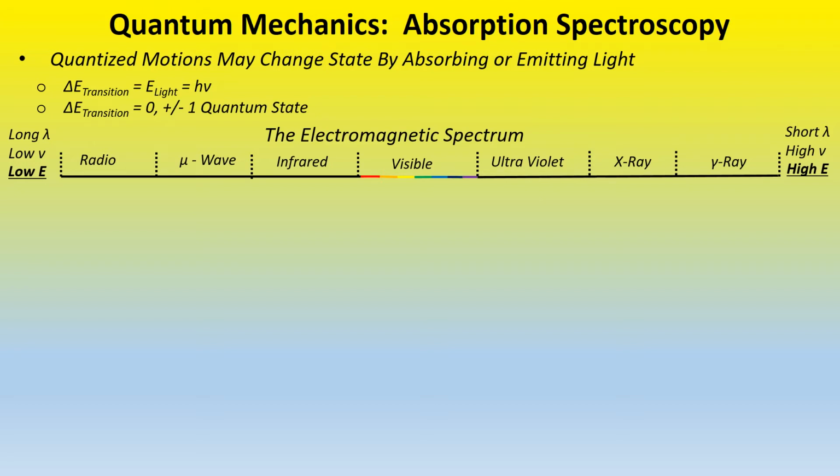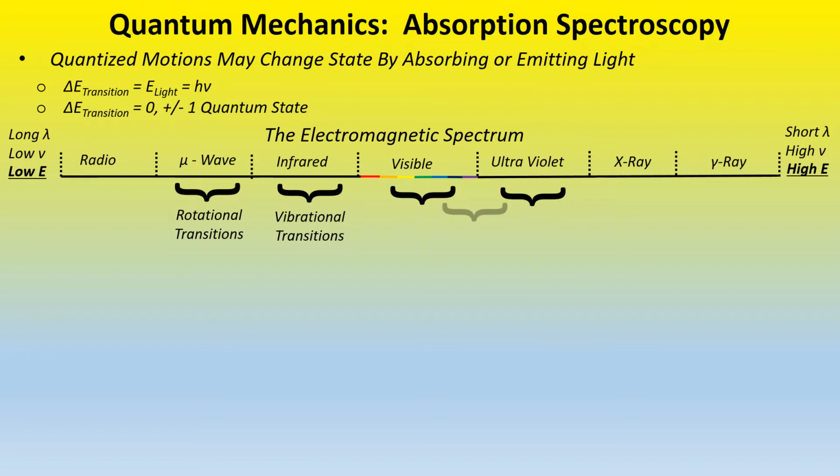Each one of these ranges of energy and frequency can excite a different type of quantum mechanical change of state. For example, the microwave region excites rotational transitions. The infrared region, vibrational transitions. And the visible and ultraviolet region, electronic transitions between an atom or within an atom or a molecule.